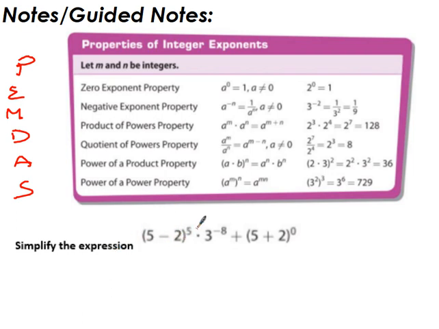So I have 5 minus 2. I can't do the distributive property with this because of the addition and subtraction in between. So I actually need to do the 5 minus 2, which is 3. So that's 3 to the 5th power times 3 to the negative 8, plus 5 plus 2 is 7 raised to the power of 0. So already we took this out and rewrote everything. Already it should look a little bit easier, I would hope.